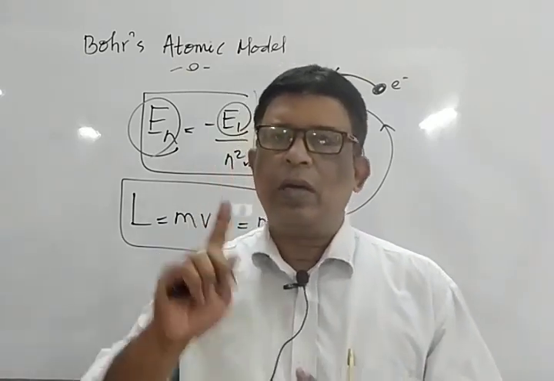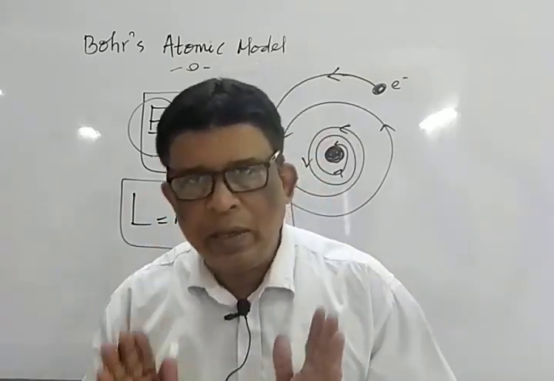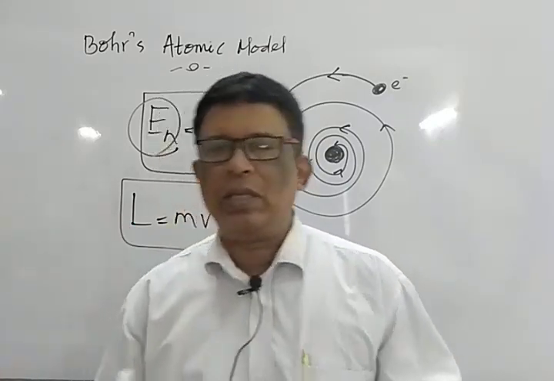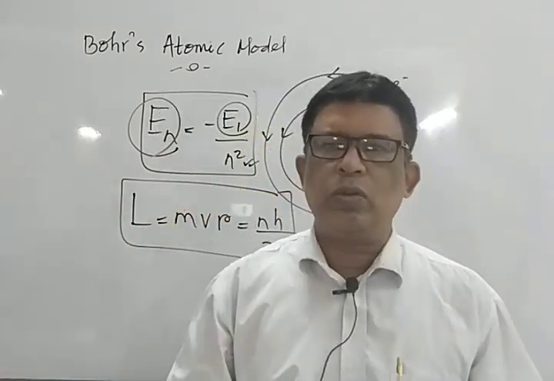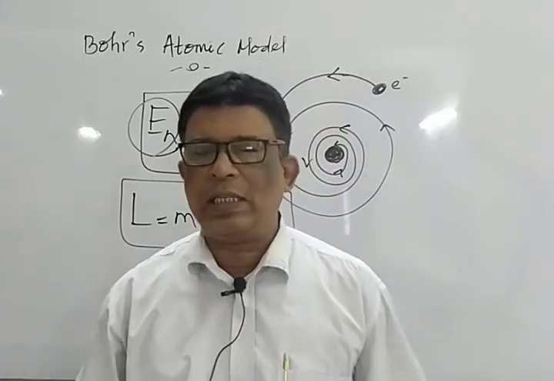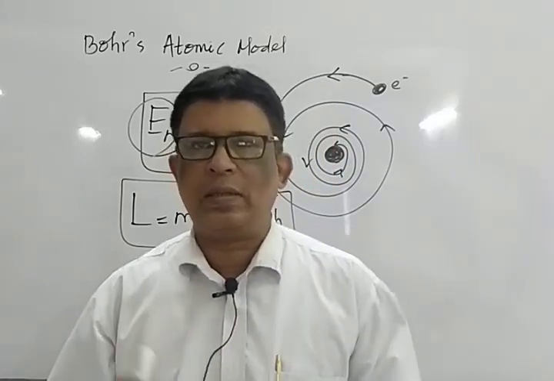Next point, the lowest energy state: since while revolving around the nucleus the electron never loses energy, it implies that under any condition the electron never comes nearer to the nucleus and there is no chance of collapse, that means the atom exists.